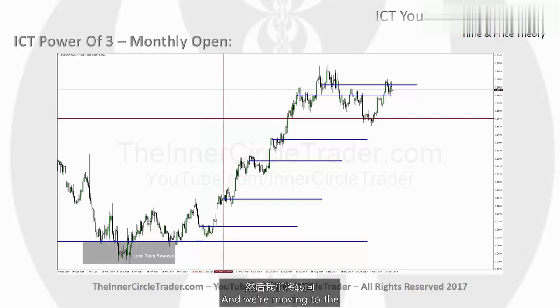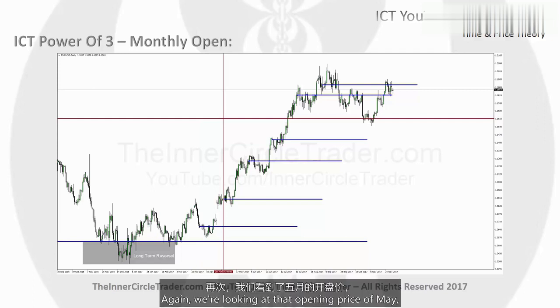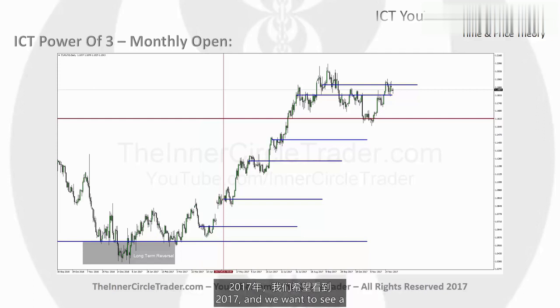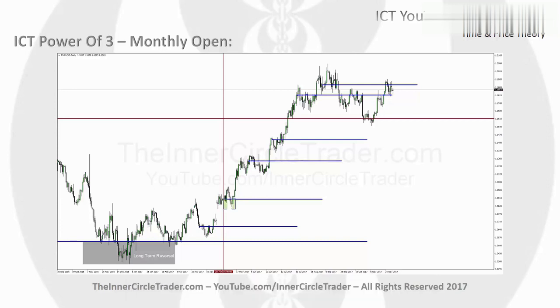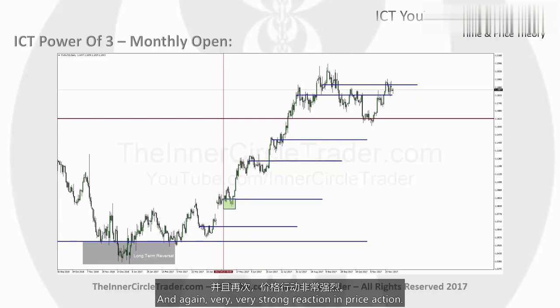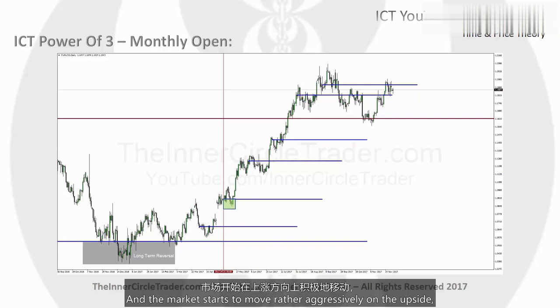And we're moving to the next month. This is May 2017. Again, we're looking at that opening price of May 2017, and we want to see a willingness to go below the opening price and then find buying. We have that here. And again, very, very strong reaction in price action, and the market starts to move rather aggressively on the upside.